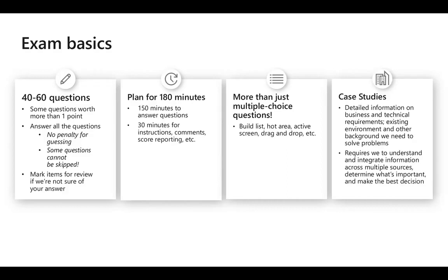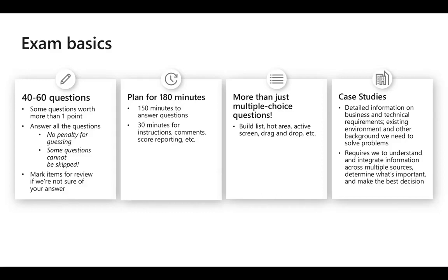In the new MB-300 Dynamics 365 for Finance and Operations Unified Operations Core exam, there are 40 to 60 questions. Most questions are worth 1 point, but some might be worth more than 1 point. Candidates must answer all questions, and some questions cannot be skipped. There is no penalty for guessing if we really do not know the correct answers. During the exam, if we are not sure of our answer, we can always mark the question for later review.